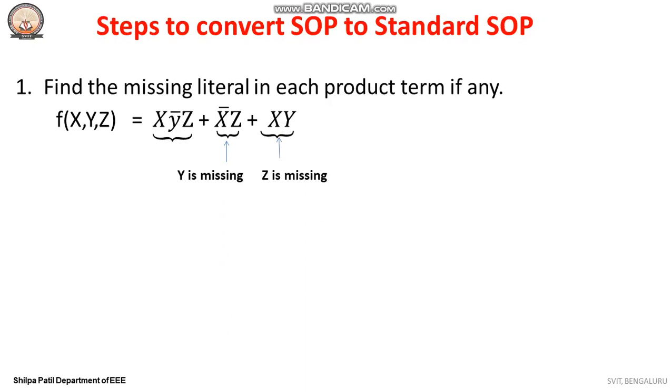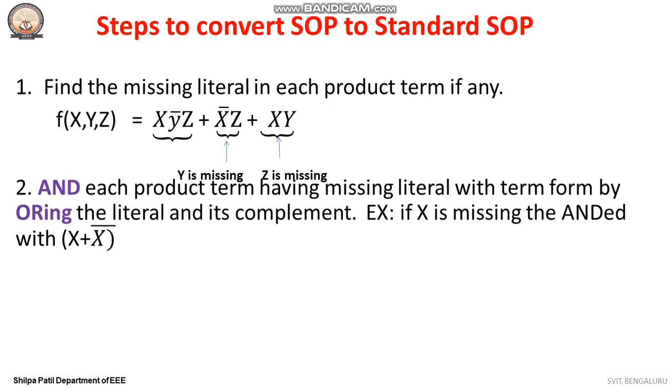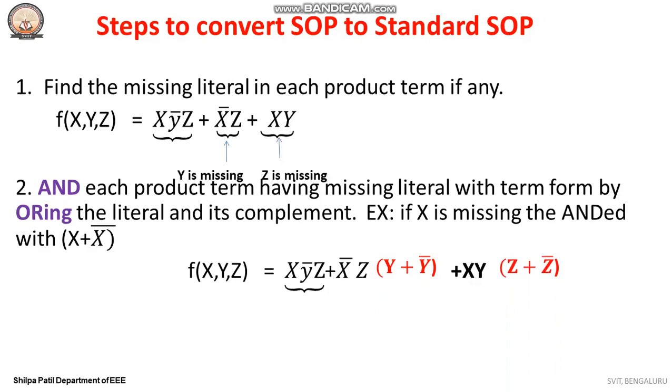So this is the first step. In the second step, each product term having a missing literal is ANDed with a term formed by ORing the literal and its complement. That is, if x is missing, then that product term is ANDed with x plus x bar. Similarly, taking the previous example, in the second product term y is missing, so I'll AND with y plus y bar. And in the third product term z is missing, so we have to AND with z plus z bar.